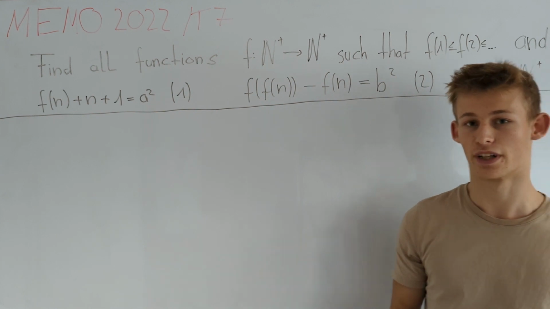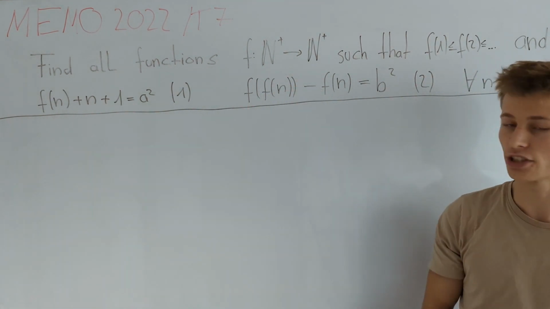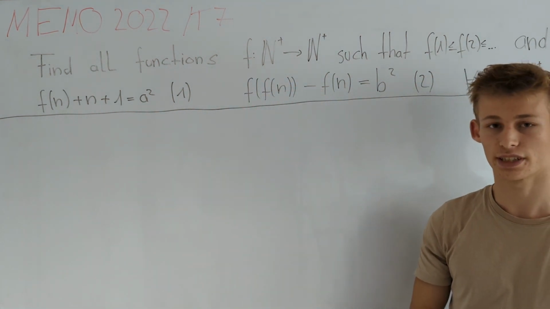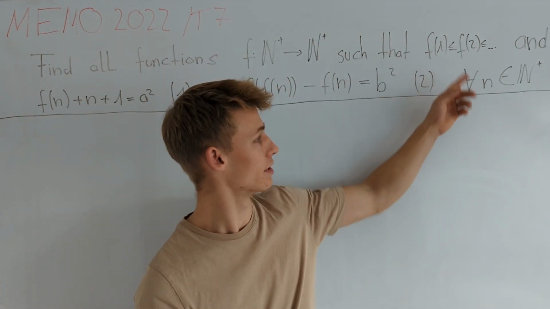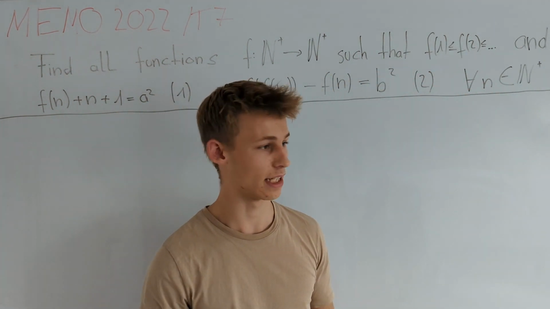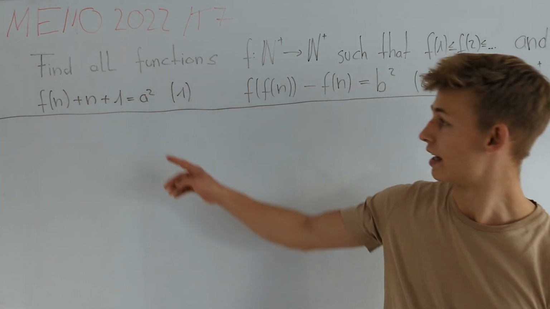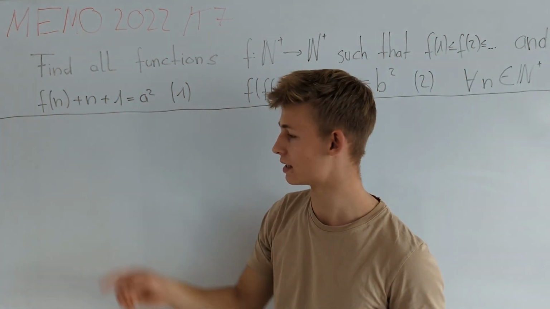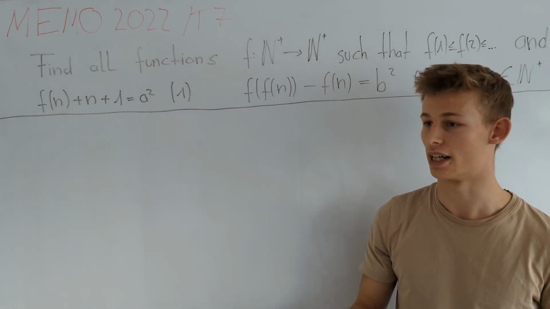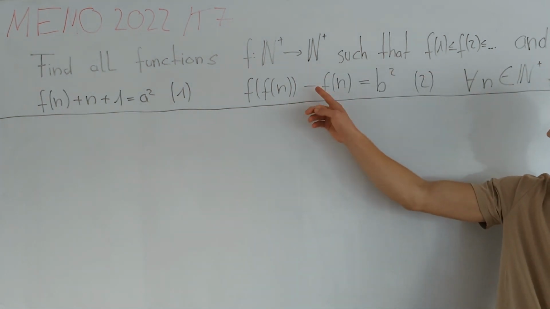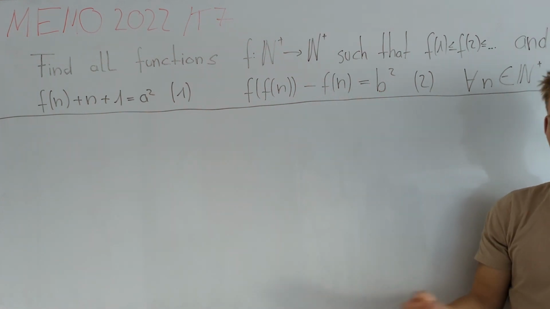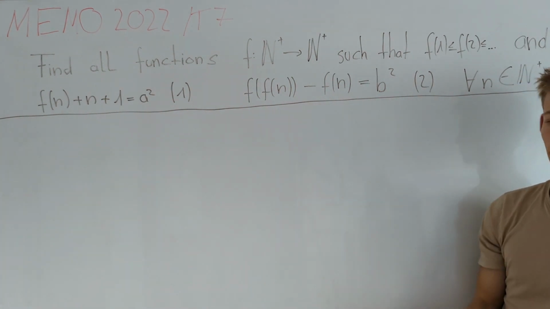We are asked to find all functions from the positive integers to the positive integers such that f(1) is less than or equal to f(2) is less than or equal to f(3) and so on, and f(n) + 1 is equal to a squared, where a is a positive integer, and f(n) minus f(n) is equal to b squared, where b is also a positive integer.